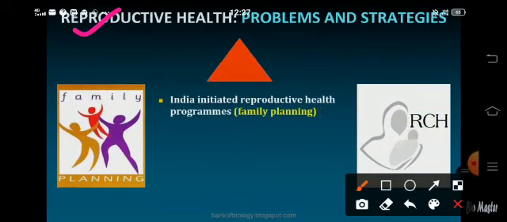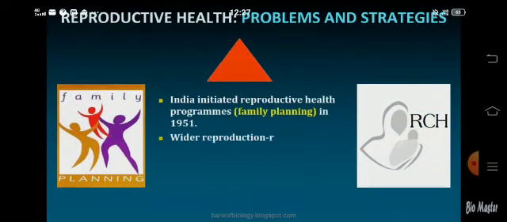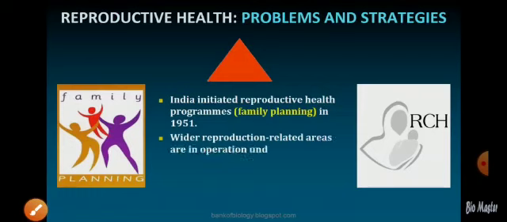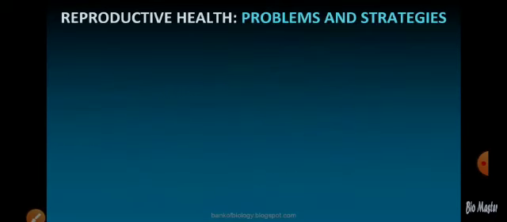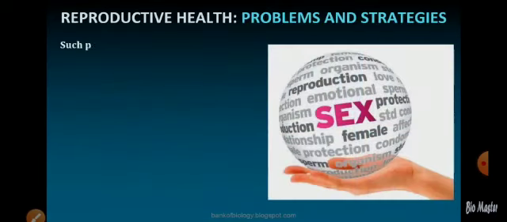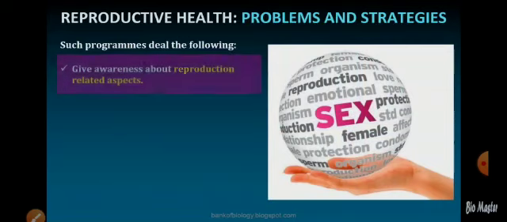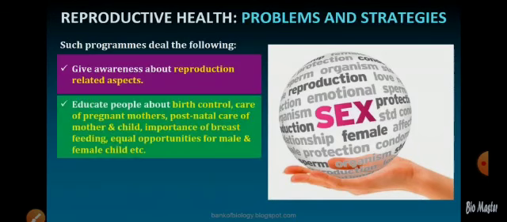India initiated the reproductive health program, that is the family planning program, in 1951. The reproductive and child health care programs have also been working at wider levels. Talking about the programs, what do these programs basically deal with? They generate awareness among the masses related to reproductive aspects. So the masses are given the knowledge.